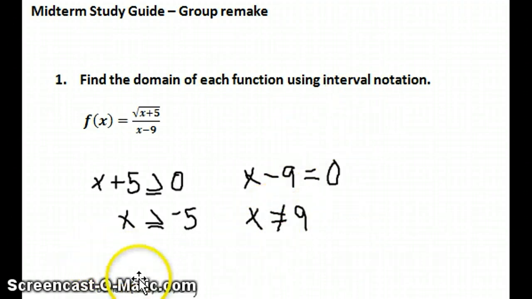And so from there, using interval notation, you know that the x values have to be greater than negative 5, and they cannot be 9. So using a bracket including negative 5 to 9, and then 9 to infinity. And that's it.